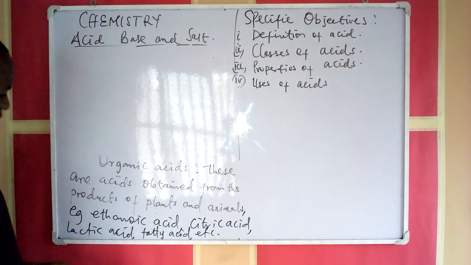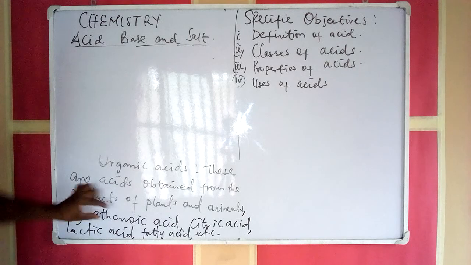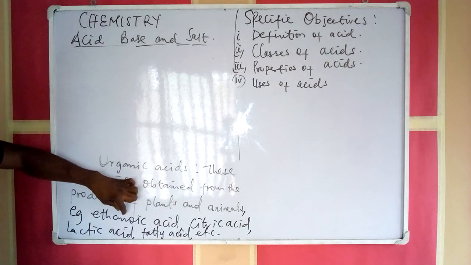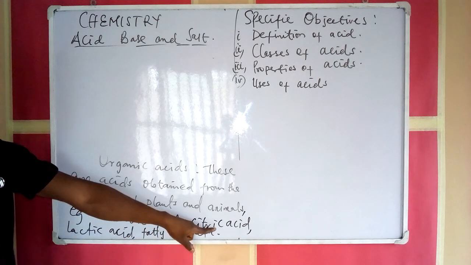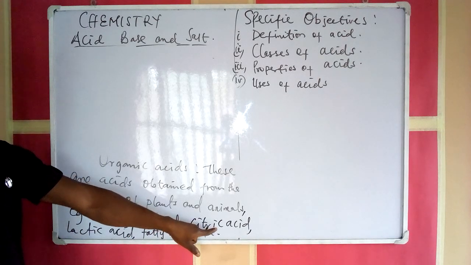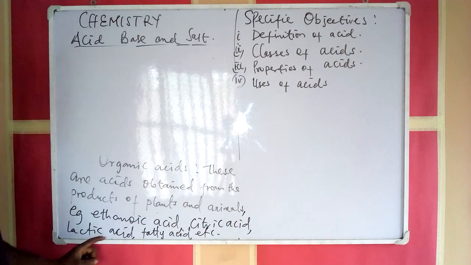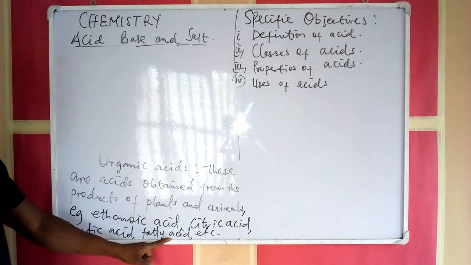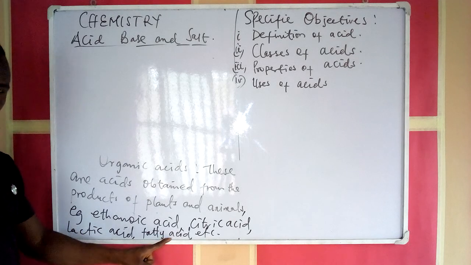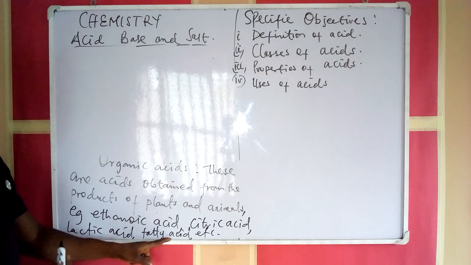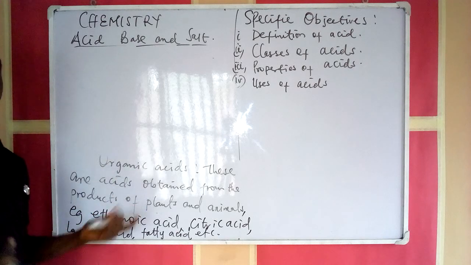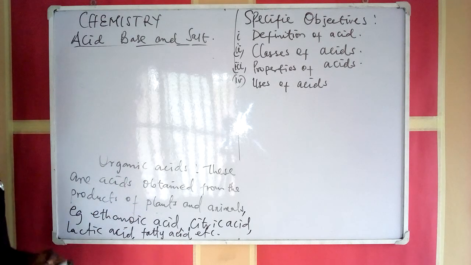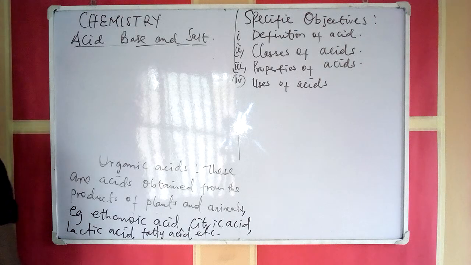Okay, now I repeat. Where do we get this from? We get it from vinegar. Where do we get this from? From orange. Where do we get this from? Milk. Where do we get fatty acid from? We get it from fats. We also have other examples like amino acids, which we obtain from where? From protein.